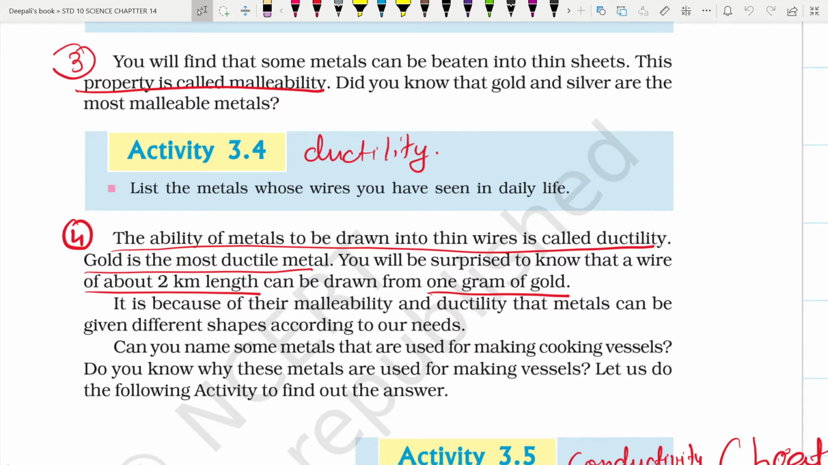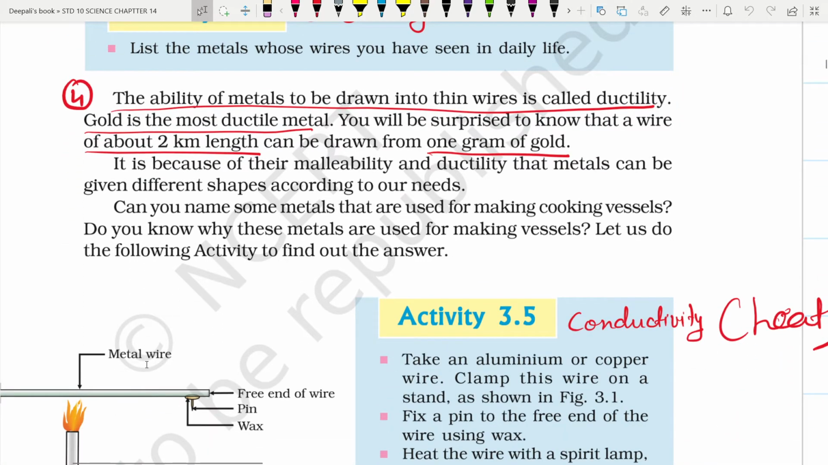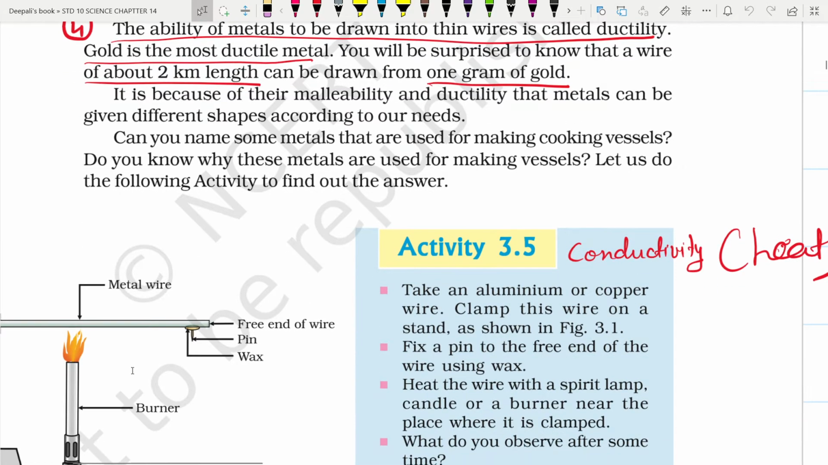It is because of their malleability and ductility that metals can be given different shapes according to your needs. So can you name some more metals that can be used for making cooking vessels? Yes, copper, brass, bronze, steel. Steel and bronze are alloys, but copper and brass are pure metals which can be used for making utensils. Even aluminium is used for making utensils. Ask your mother in your kitchen if you find utensils of any other metal.